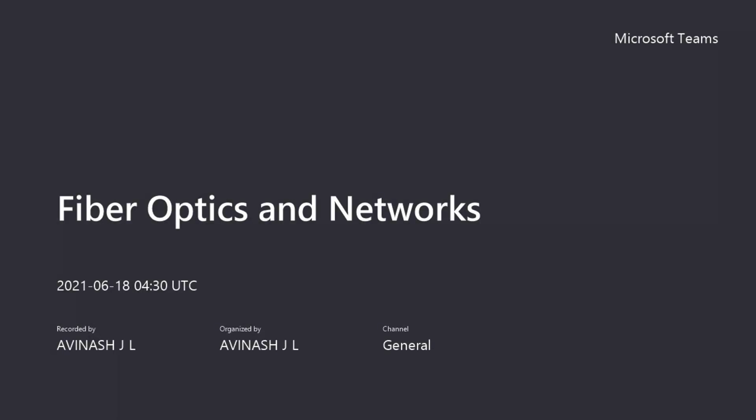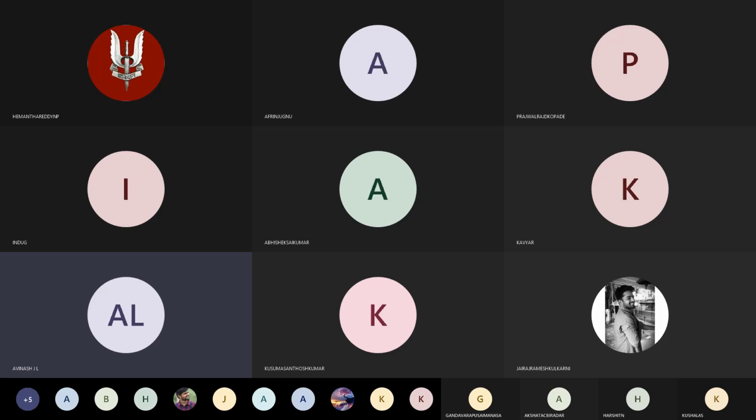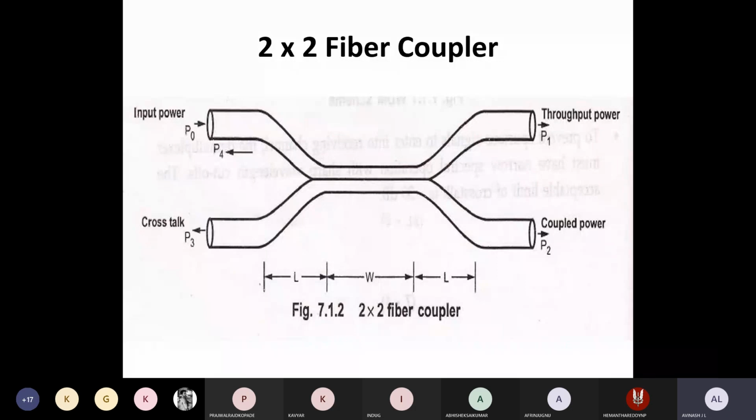So in the last class, we were discussing the 2x2 fiber coupler. In that particular 2x2 fiber coupler, we were discussing what the input power is and how it is going to happen. We were discussing.